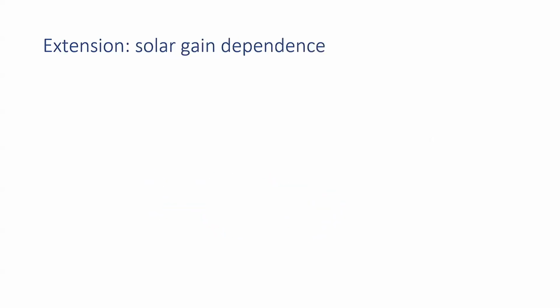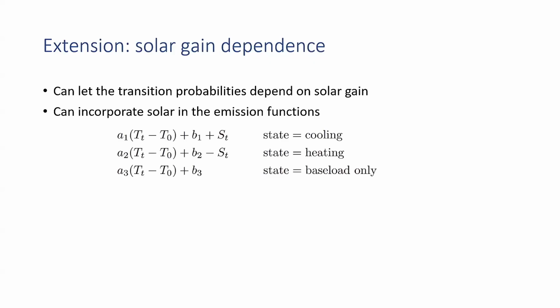Another extension could be incorporating solar gain, so how much heat energy from the sun comes in through the windows. We can do this in a similar way to temperature, and you'll notice that the solar gain term, so S, has a different sign in front of it, depending on whether you're heating or cooling. And this highlights why we want to be able to model each state in a different way.